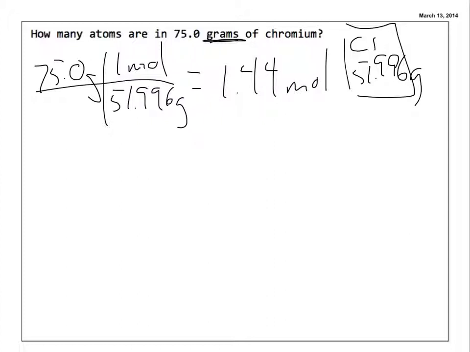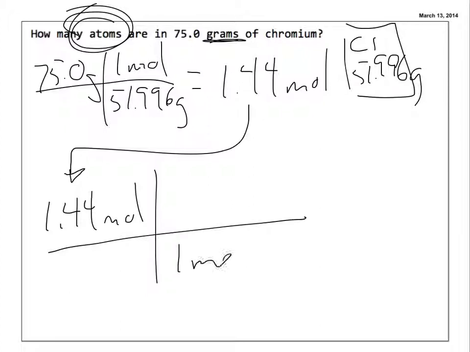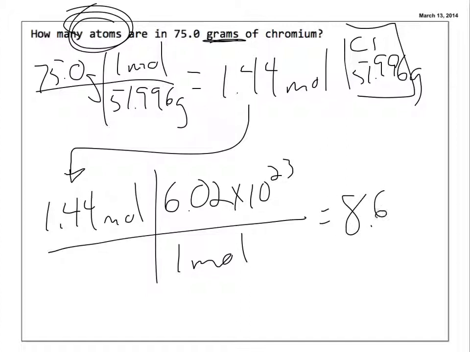And then I'm going to convert from moles now into atoms, because that's what the question is asking me here. So I take the 1.44 moles, and I use that to start a second conversion from moles into atoms, and 1 mole is always 6.02 times 10 to the 23rd atoms. So 1.44 times 6.02 times 10 to the 23rd is 8.67 times 10 to the 23rd atoms.